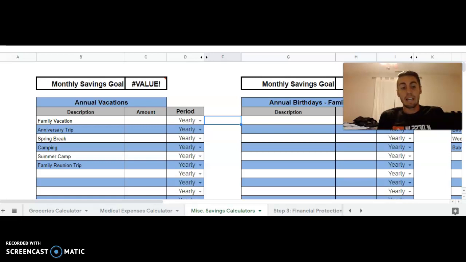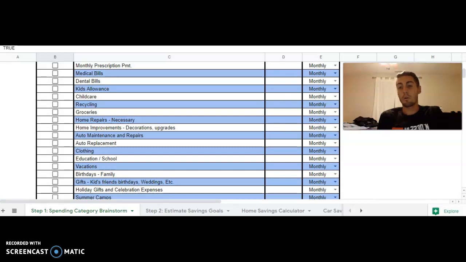The end goal is coming back here to the front, on day one or step one. You want to have a general dollar amount in each of those categories that you checked off.